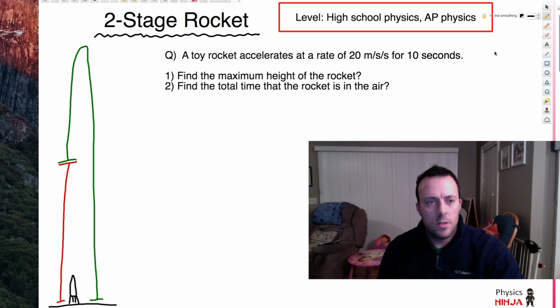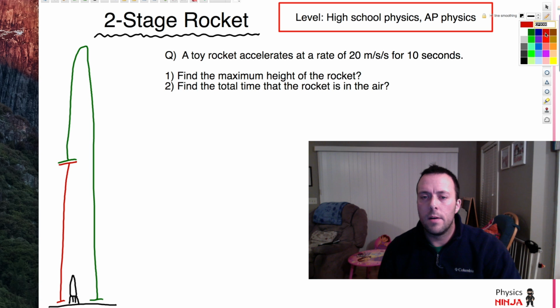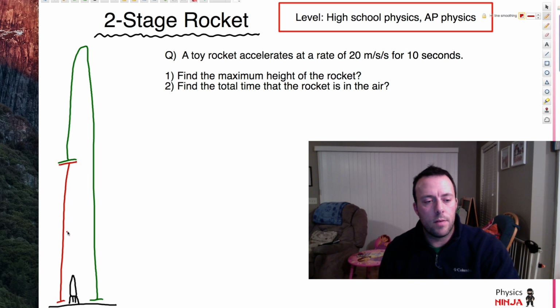Okay? So if I just illustrate that on the diagram, we have this first part of the trajectory. This is the first 10 seconds here. Okay? And for 10 seconds, we are accelerating at a rate of 20 meters per second squared. So let me just write that like that. 20 meters per second squared. And the time for this first segment will be 10 seconds.